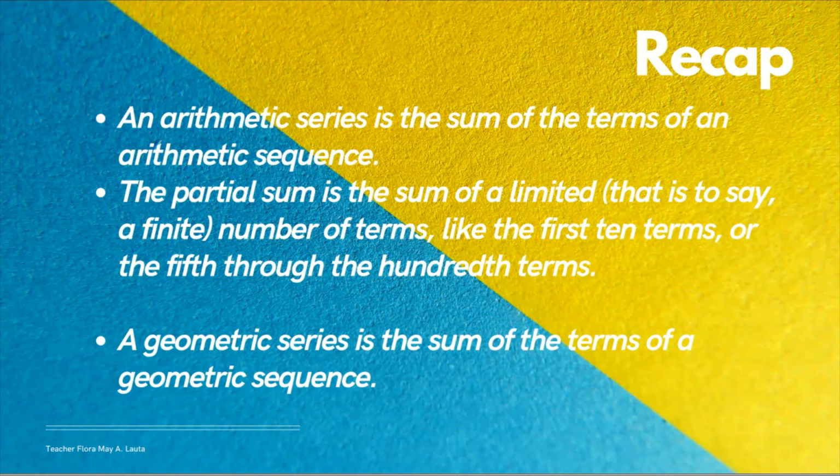Okay, so that ends our lesson for today. And just to recap, we were able to talk about arithmetic series, which is the sum of the terms of an arithmetic sequence. The partial sum is the sum of a limited, that is to say, a finite number of terms, like the first 10 terms or the 5th through the 100th terms. And a geometric series is the sum of the terms of a geometric sequence.